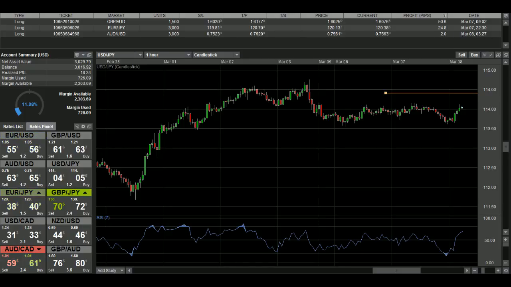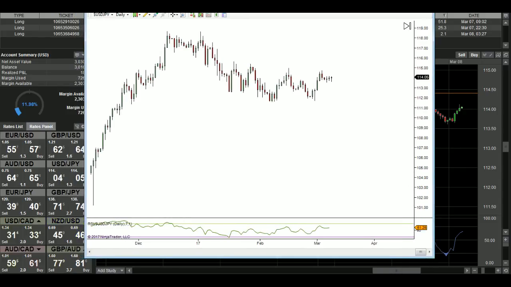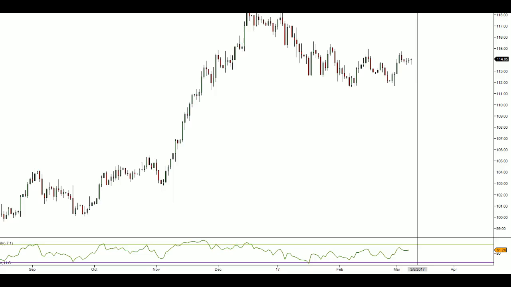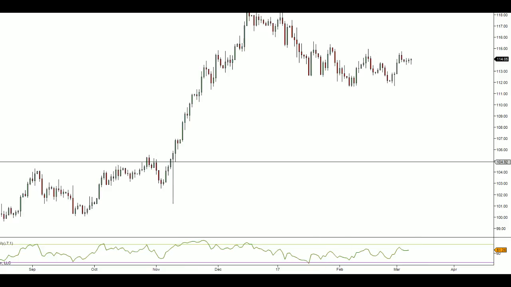Okay. So I want to start off with the dollar yen because I have a potential trading opportunity setting up. Okay, so I want to walk you through this real quick.